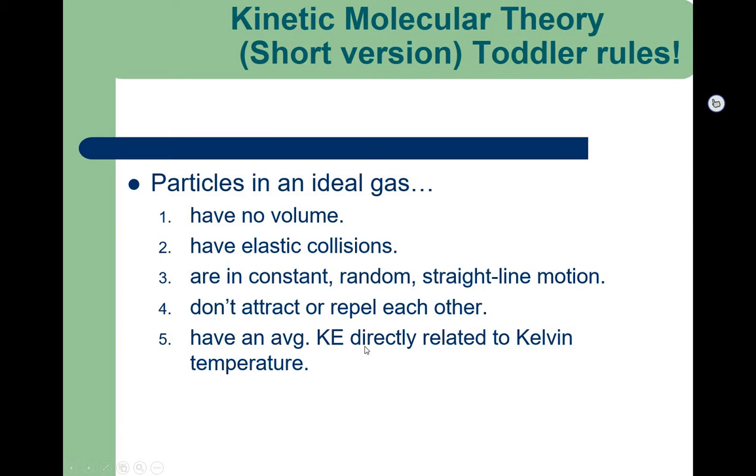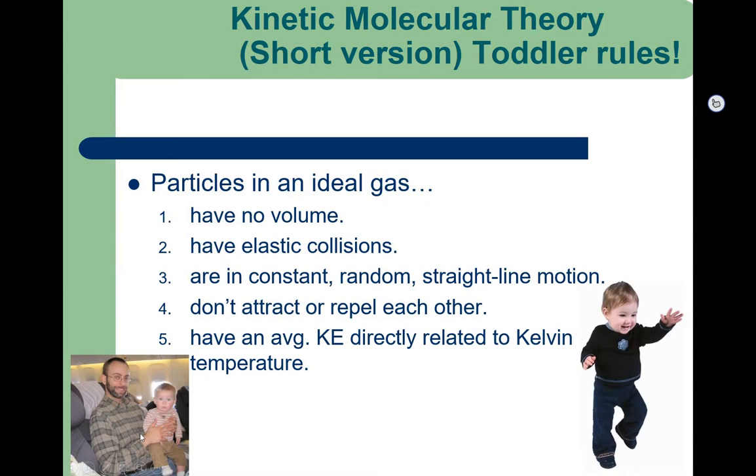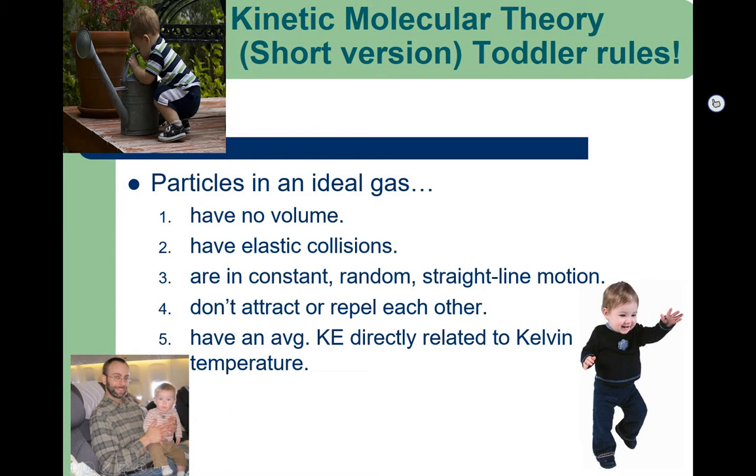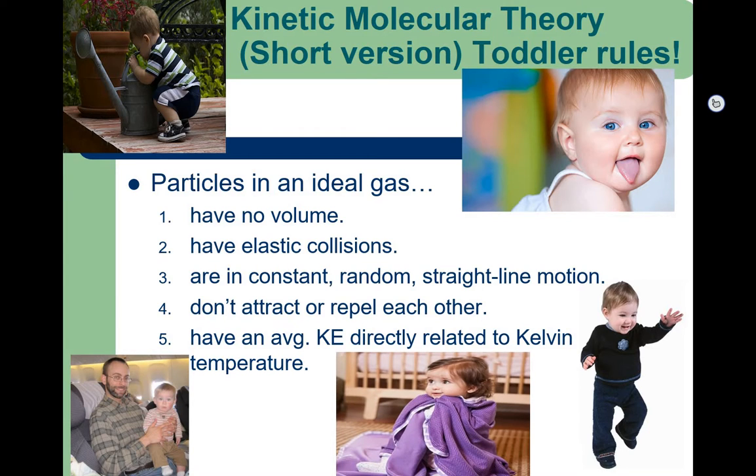So I'm going to go through these really quick again as a review. So they have no volume. They're able to sit on a parent's lap and don't have to pay for a ticket. They have elastic collision, so when they're walking and they fall down, they get right back up. They're in constant random straight line motion because they're always checking out new and exciting things they think are exciting. They are not attracted or repelled by each other. They're just curious. Okay? And they have an average kinetic energy related to the Kelvin temperature outside. So hopefully you got those down.